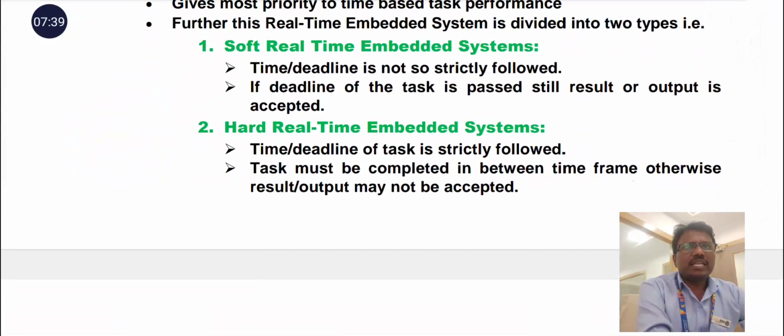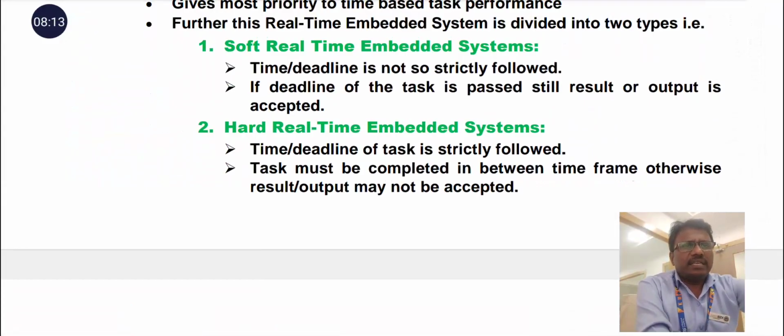So next, hard real-time embedded system. The deadline is strictly followed. If the task is not completed within the specific time, the output is considered invalid and may lead to dangerous consequences. Example, consider the airbag in a car. If it opens after the accident, is it useful? No. It must open within milliseconds during the collision. Therefore, it is a hard real-time embedded system.